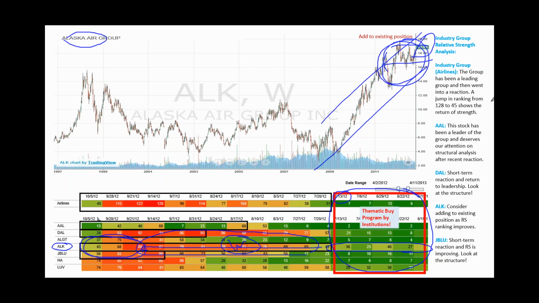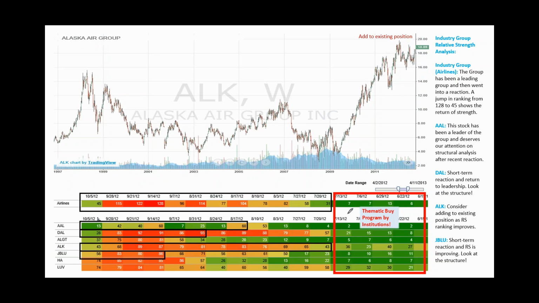So therefore, looking at this whole ranking, Kiran, what are we looking for specifically, let's say, in the stocks? Which stocks would we be attracted to?